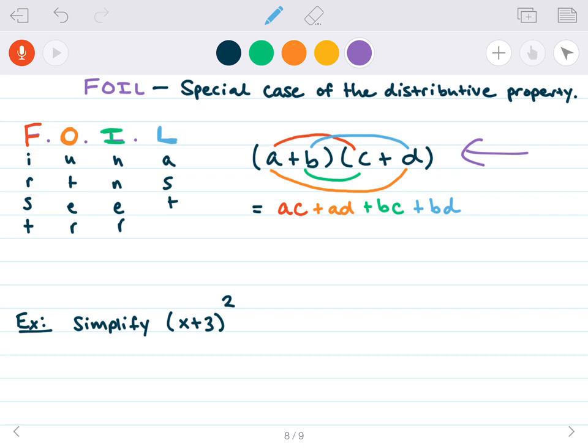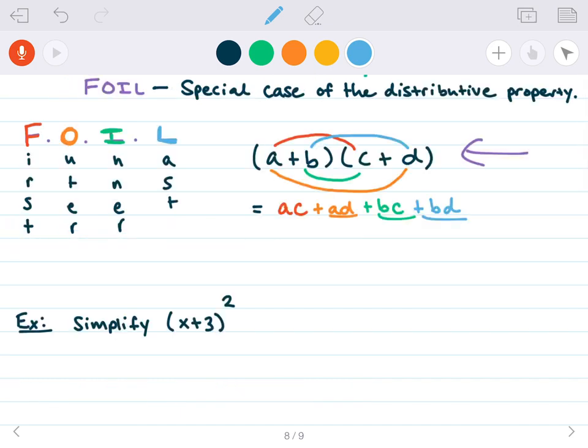And when we multiply these, first is going to be a times c in red, and outer is going to be a times d in orange, inner is b times c in green, and last is b times d in blue. Okay, so that's the way that you multiply these guys. So we're going to do a bunch of examples with these. So let's go ahead and simplify this.